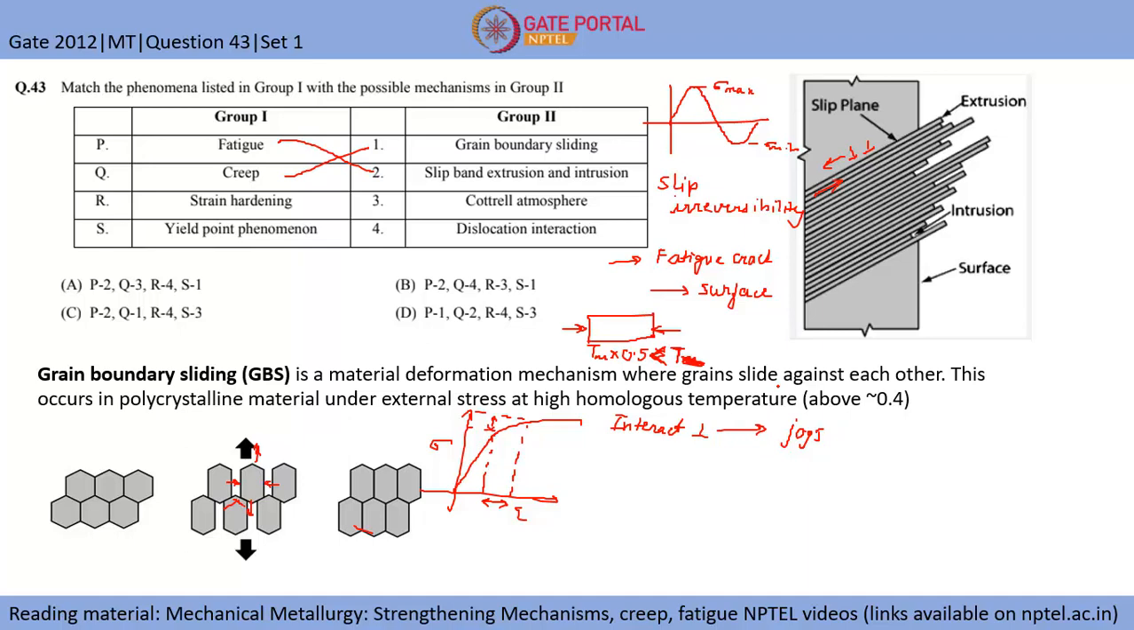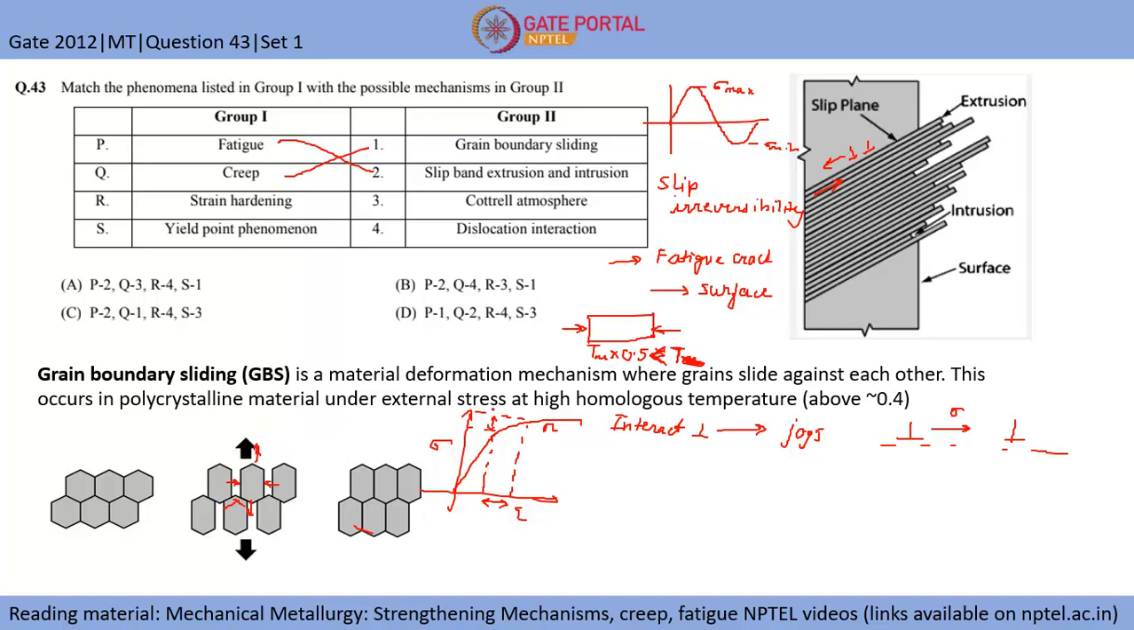So if they are pinned, let's say I have a jog here, and this is a pinned dislocation and one dislocation is moving towards this dislocation. This dislocation will cause hindrance for this dislocation's movement. Hence we will require additional stress for this dislocation to surpass this dislocation. Hence for every strain we will require additional stress. This is basically strain hardening. So N here is the strain hardening exponent. The higher the value of N, the more strain hardening there is in the material.